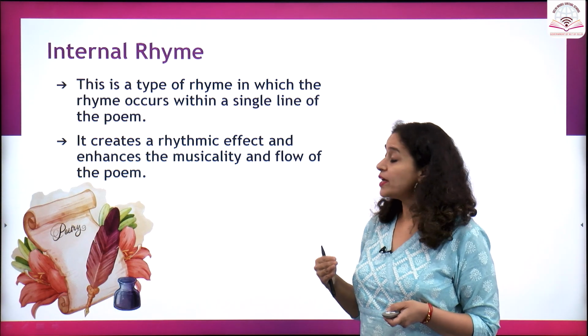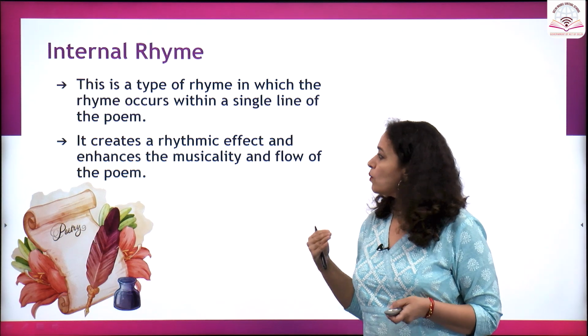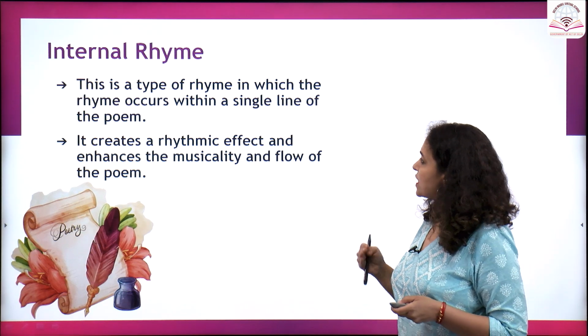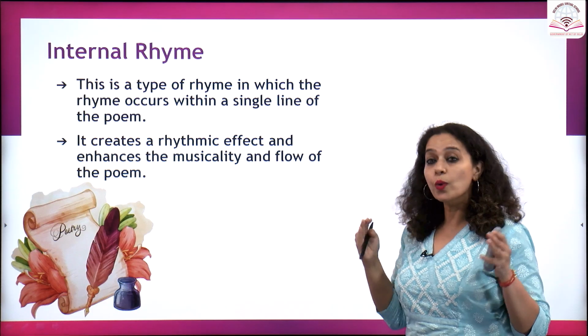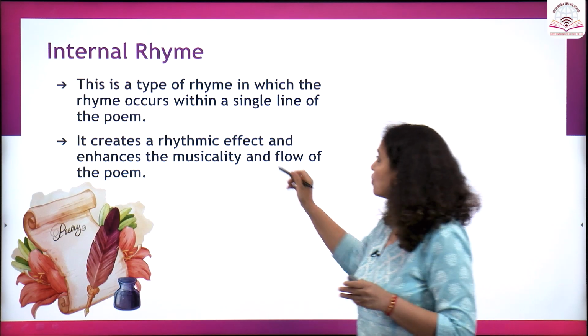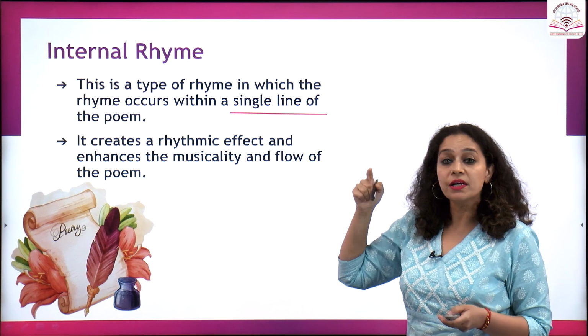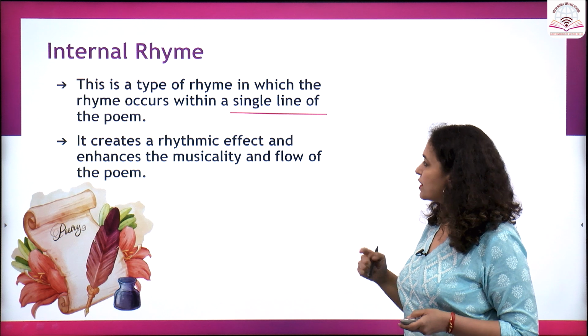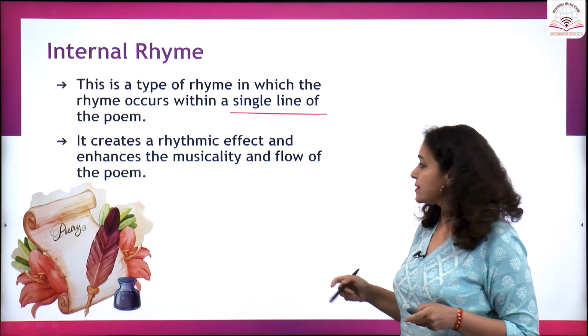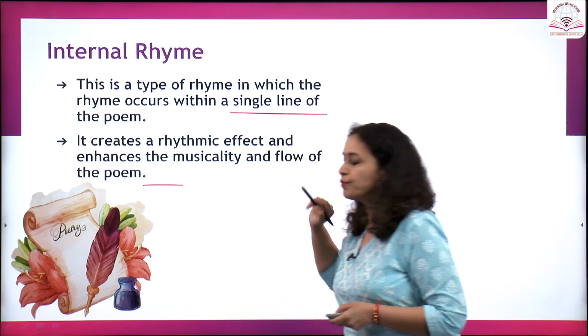Moving ahead, we have internal rhyme. Now what is internal rhyme? This is a type of rhyme in which the rhyme occurs within a single line of a poem. Hence the name internal. It creates a rhythmic effect and enhances the musicality and flow of the poem.